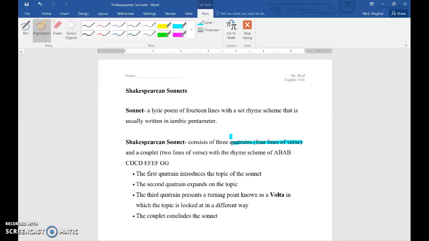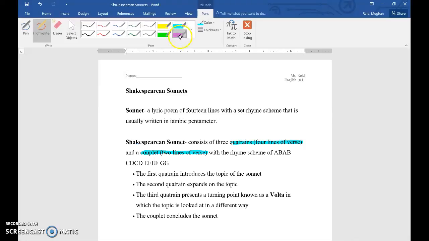So those 3 quatrains bring us to 12 out of the 14 lines. So we have 2 more lines to account for, and those 2 lines are called a couplet. And a couplet is going to be 2 lines of verse, and that makes sense, couple, couplet. So all of these lines are going to be organized not only by that breakdown of quatrain and couplet, but also by the rhyme scheme.